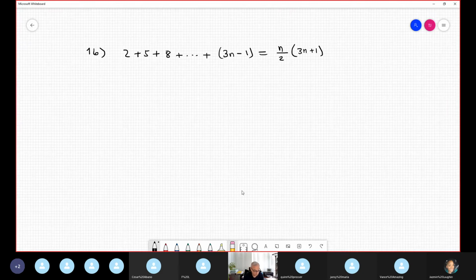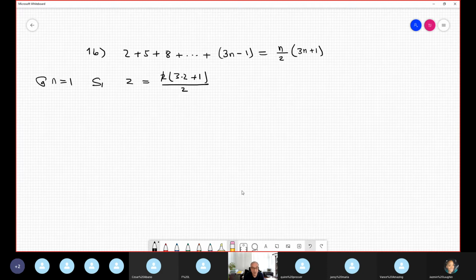Prove using mathematical induction. So the statement S of 1 is at n equal 1. The left hand side is 2. The right hand side: let me erase everything. It's 3 times 1, because n is 1, plus 1, divided by 2.